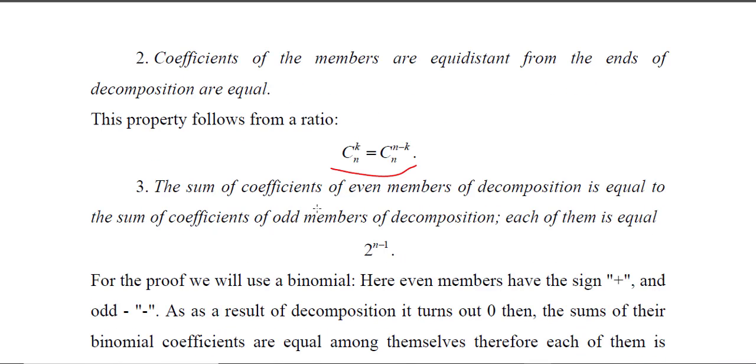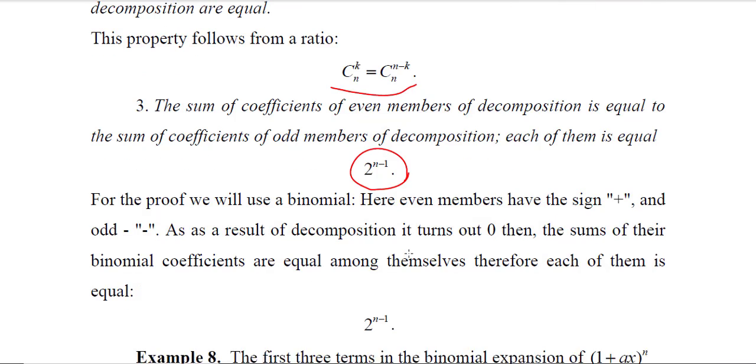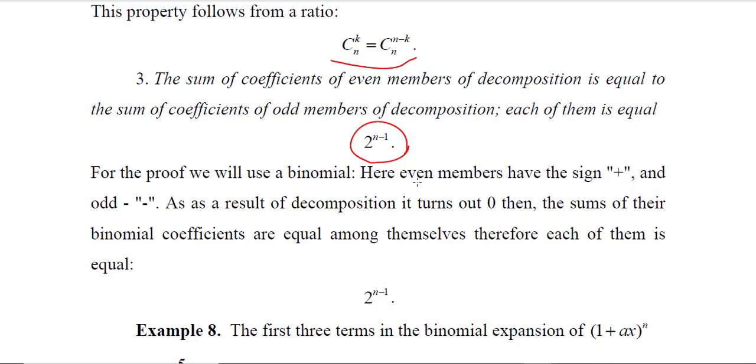Next property, the sum of coefficients of even members of the decomposition is equal to the sum of coefficients of odd members of the decomposition, and each of them is equal to 2 to the power of n minus 1. And for the proof, we will use a binomial. Here, even members have a plus sign and the odd minus. As a result of the decomposition, it turns out 0, then the sums of their binomial coefficients are equal among themselves. Therefore, each of them is equal to 2 to the n minus 1.